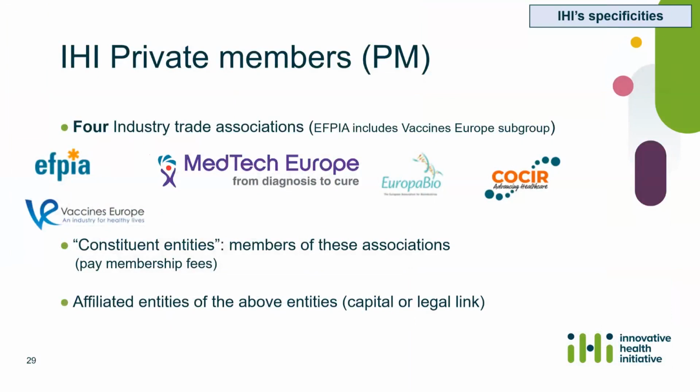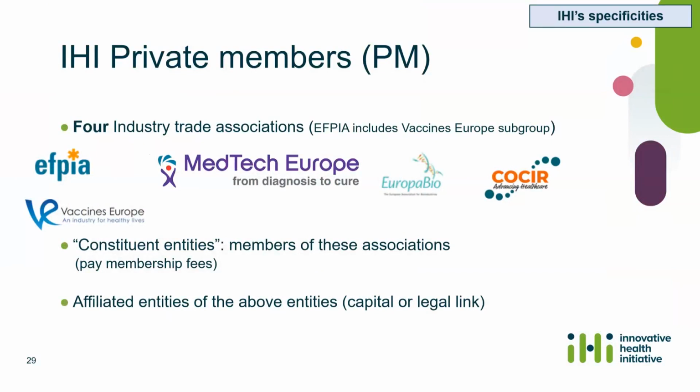So who do we mean by private members? We mean actually the 4 industry trade associations that are also members of IHI. So there is EFPIA, which also includes Vaccines Europe, MedTech Europe, EuropaBio, and COCIR. So we mean those 4 associations, but we mean also the members of these associations. We call them the constituent entities.